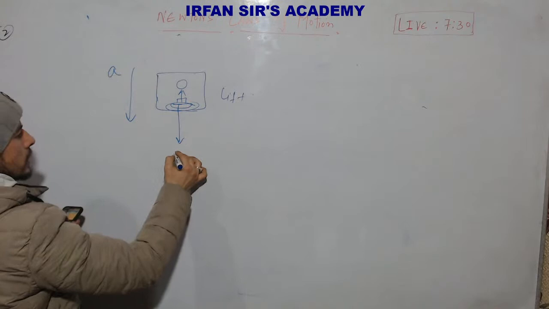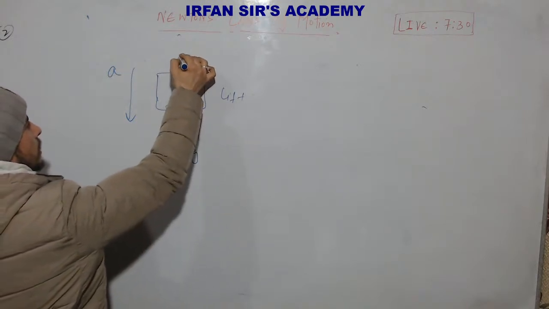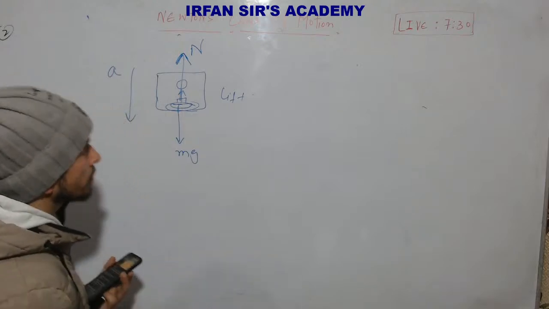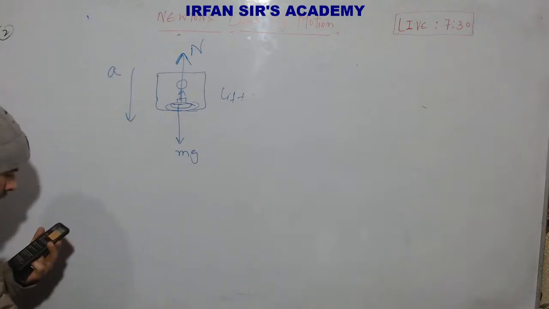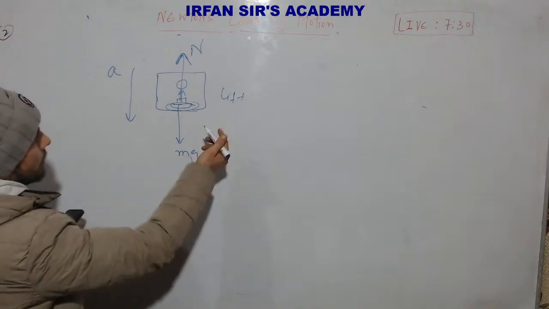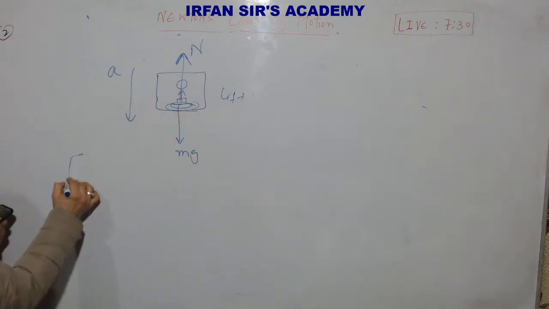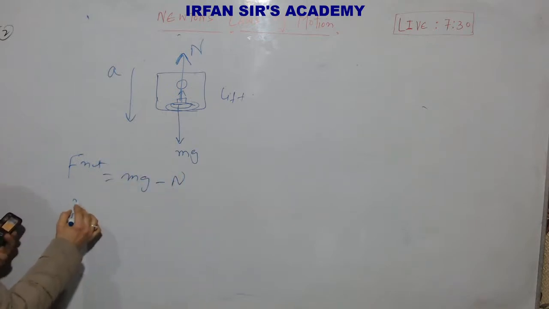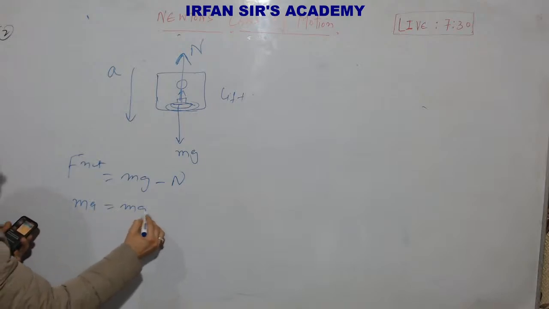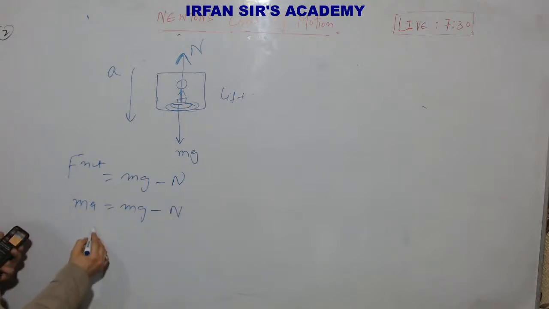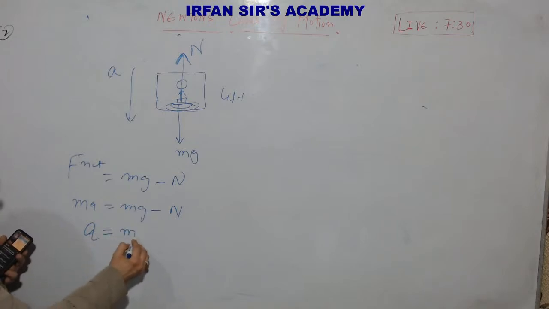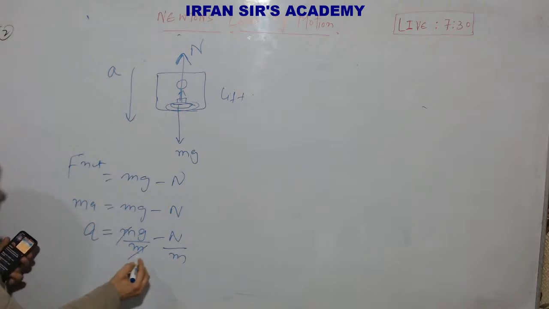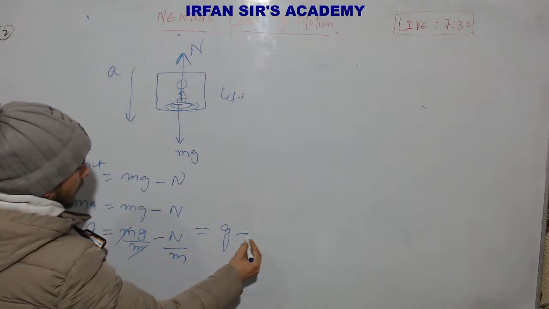What will be the forces? That is mg. What will be the normal reaction? That is N. That is the weight of the body. What is the net force on the body? Acceleration is downward. What will be the net force? F net will be equal to mg minus N, and F net is equal to mass into acceleration. So mg minus N, and acceleration will be equal to mg upon m minus N upon m. m and m will cancel out. It will be equal to g minus N upon m.